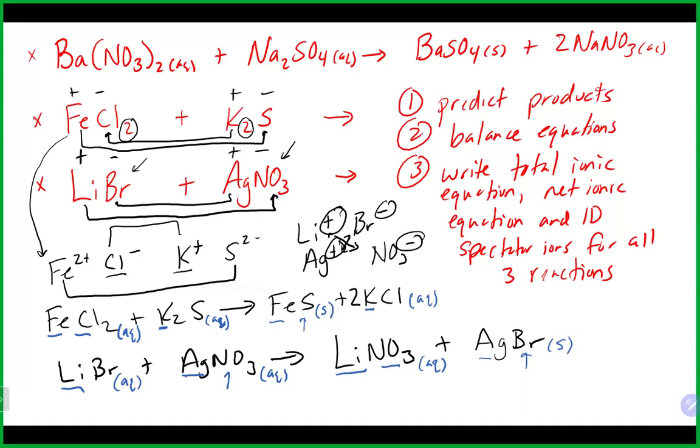Yeah. Okay. So now let's take a look at the two different types of equations that we talked about. So we'll start with the first one we did. So I can go to the next page and rewrite it there. Barium nitrate, I think is what we got.